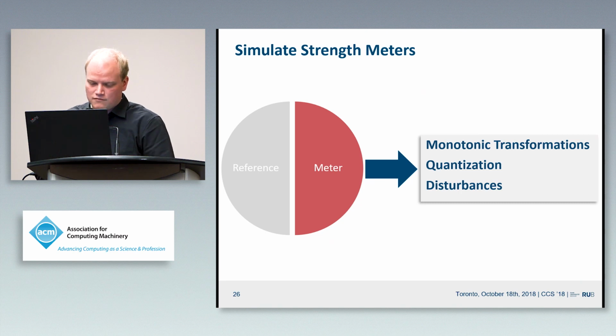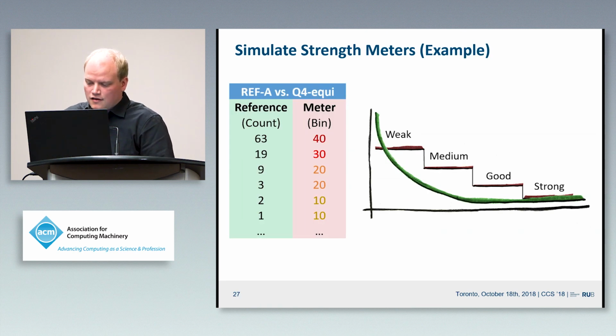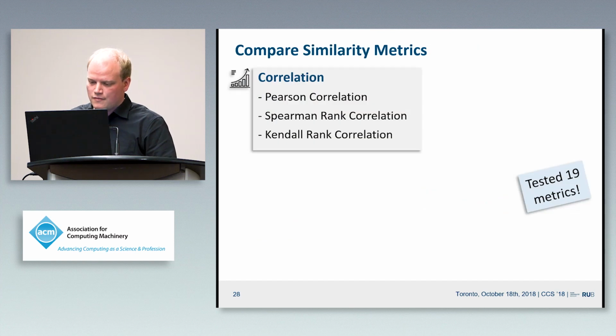So what is meant by that? I'll give you an example. This is an example for a quantized meter output, and we quantized it into 4 bins. We have a weak, medium, good, and strong bin in this case. And if you plot this data, it will look like, as you can see on the right. In the paper, we tested various of such cases, not only quantization, and that can commonly be observed in real-world meters. Using this data, as you can see in the table, we then tested different metrics.